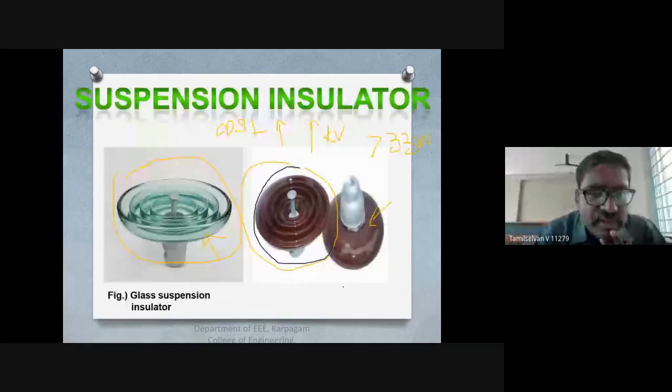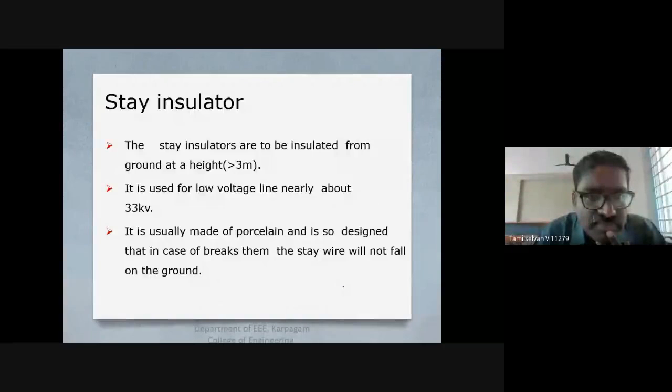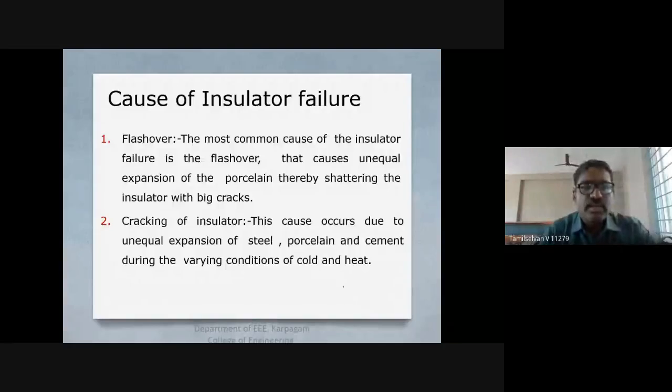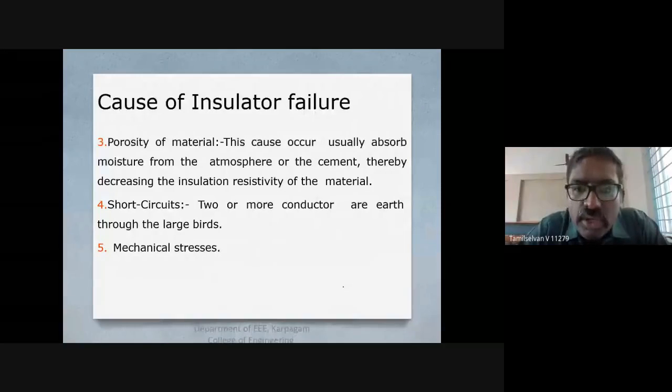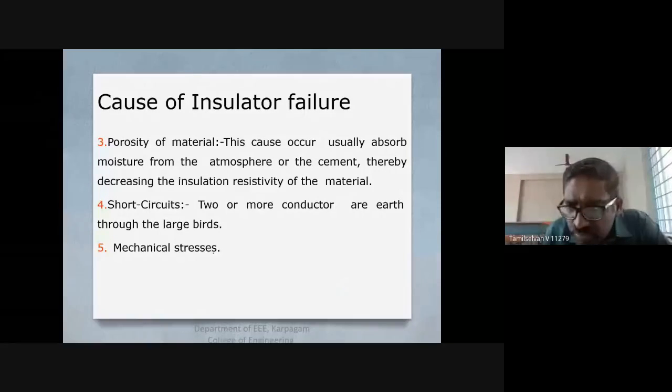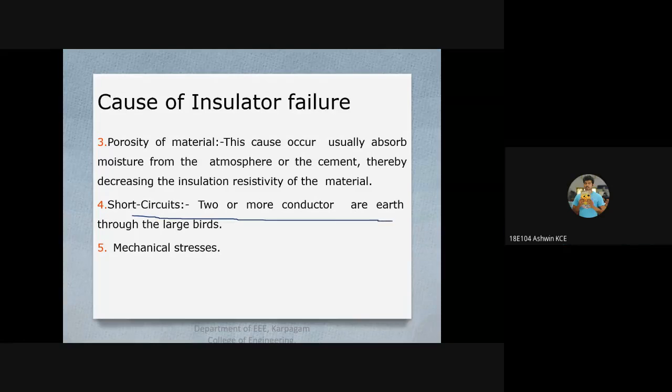Fourth point. I'll come back to these slides. Yeah, short circuits, two or more. You're asking about this one, no? Short circuits. Yes, sir.